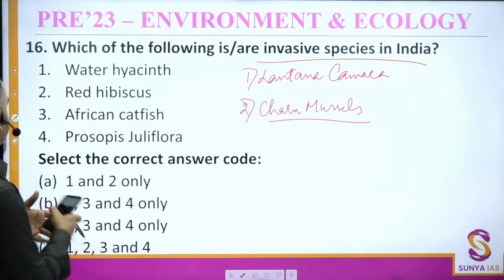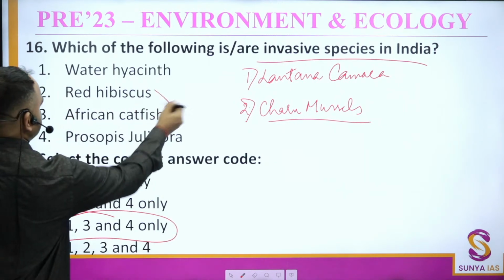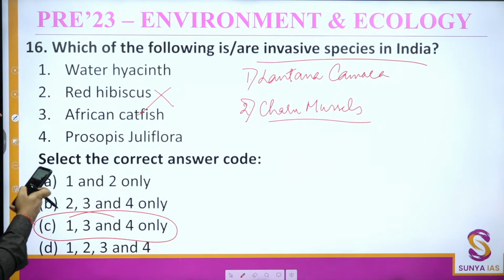Invasive species we have seen. So for question number 16, the answer was C, 1, 3 and 4. 2 was not correct. Okay. Moving on. Yeah, Russian poplar as well. Very good, Anisa.